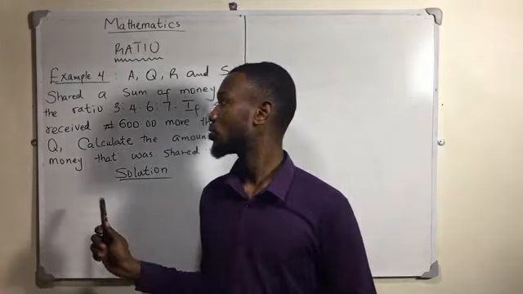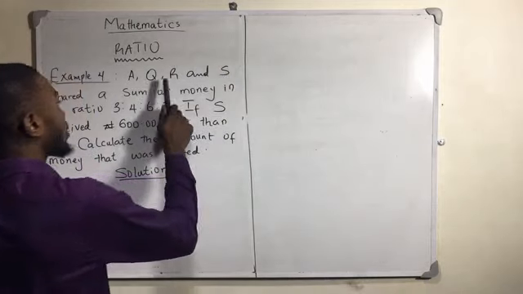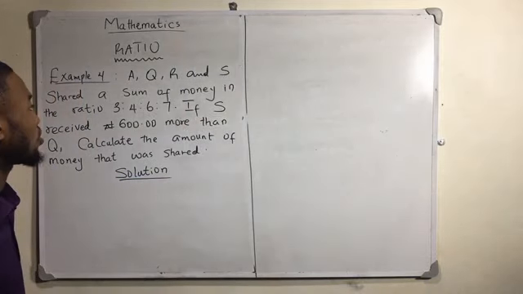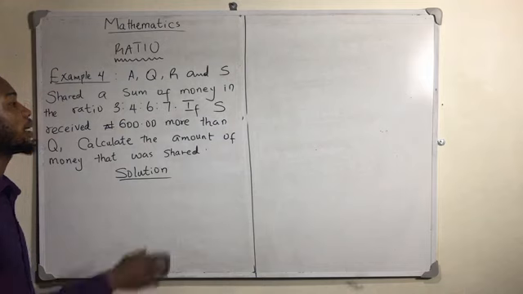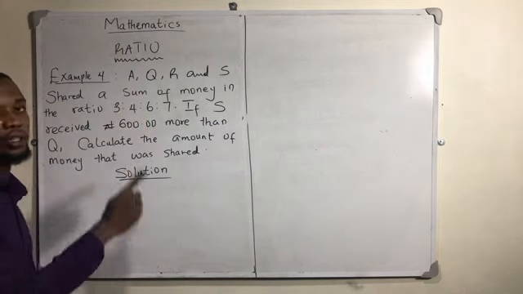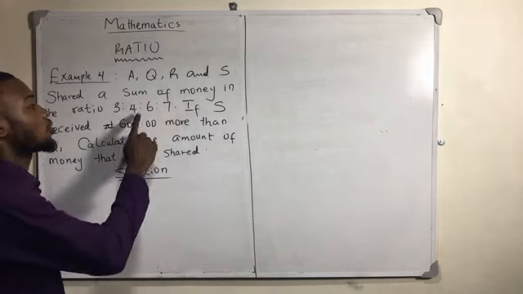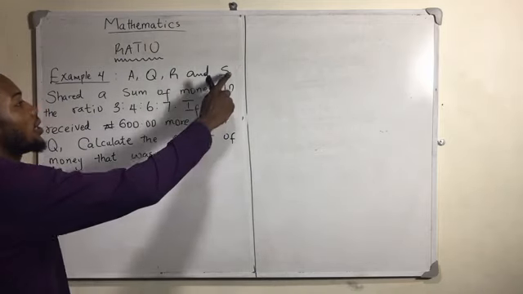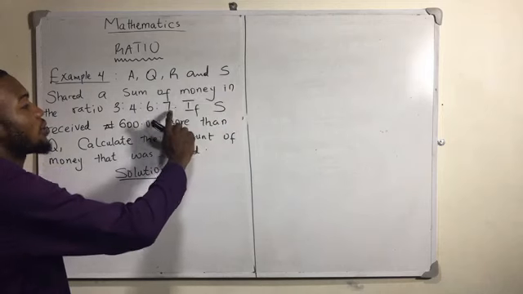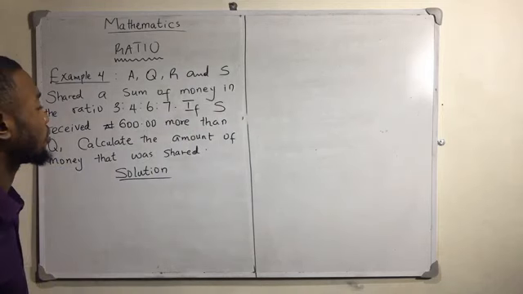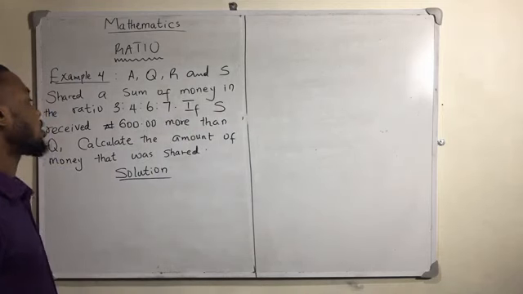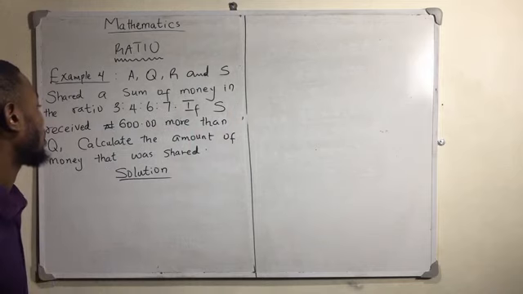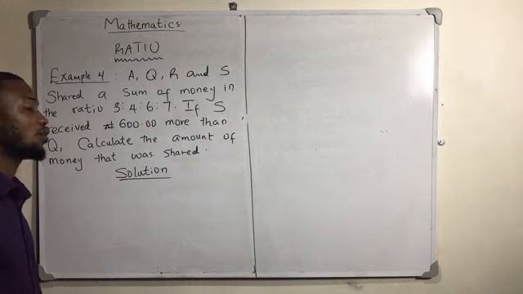Now let's say this question: A, Q, R and S share a sum of money in the ratio of 3. That is, A is going to take the ratio of 3, Q is going to take the ratio of 4, R is going to take the ratio of 6, then S is going to take the ratio of 7. If S receives 600 more than Q, calculate the amount of money that was shared.